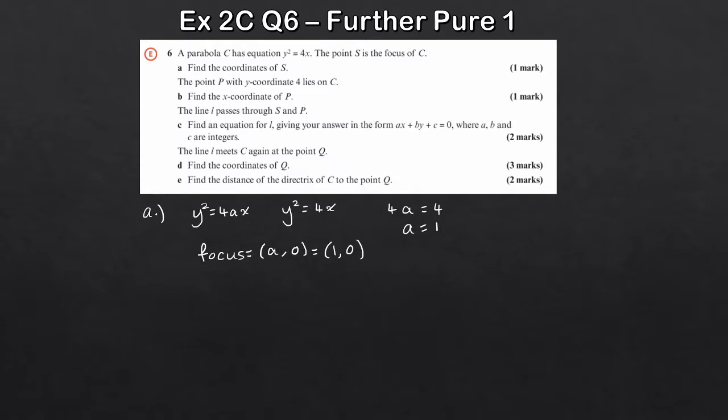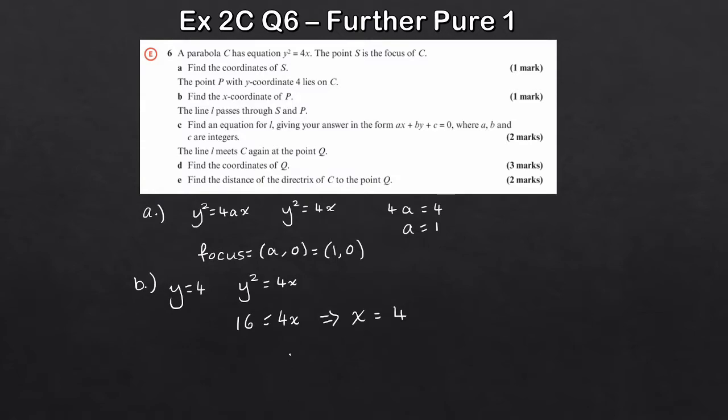Part B, we're given the point P here, which has y coordinate 4, and we're told that it lies on the parabola C. So if we have the y coordinate, we can easily work out the x coordinate. To do that, all we do is substitution. y is 4, so we substitute that into y squared equals 4x. So 4 squared is 16, that's equal to 4x. Just solving this linear equation now, we get x equals 16 divided by 4, which just gives us 4 there. So the x coordinate of P is just 4.